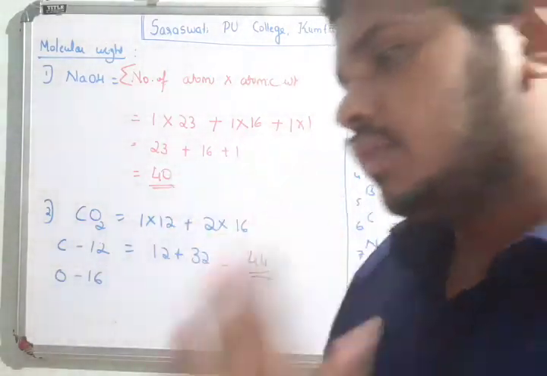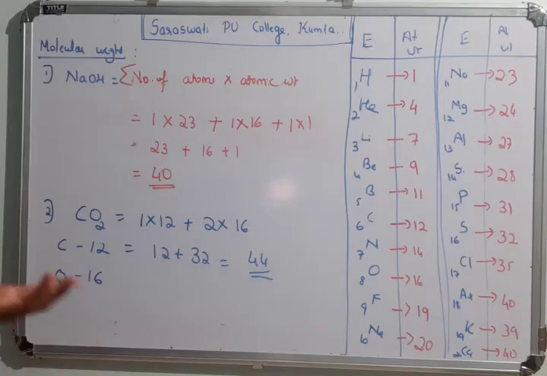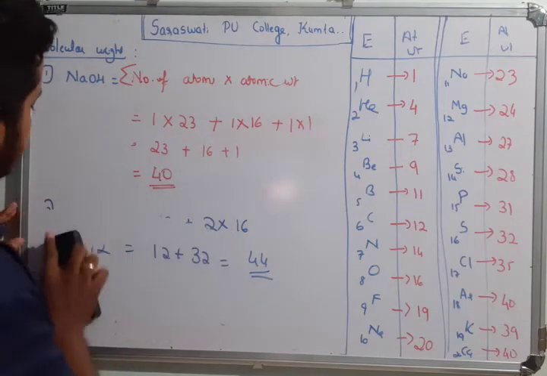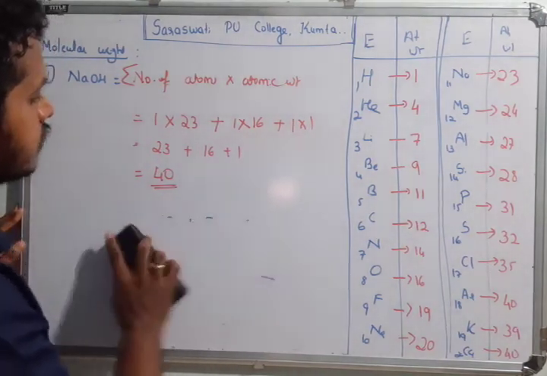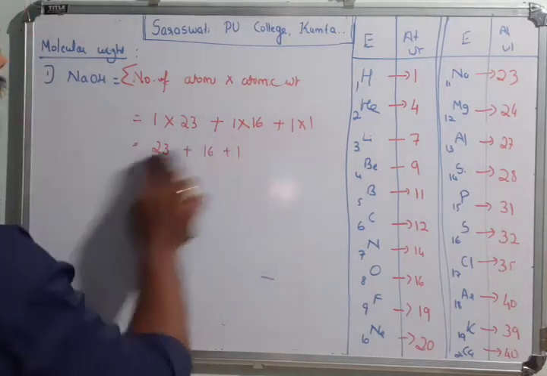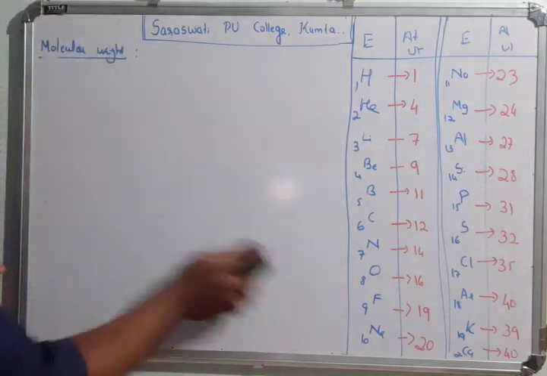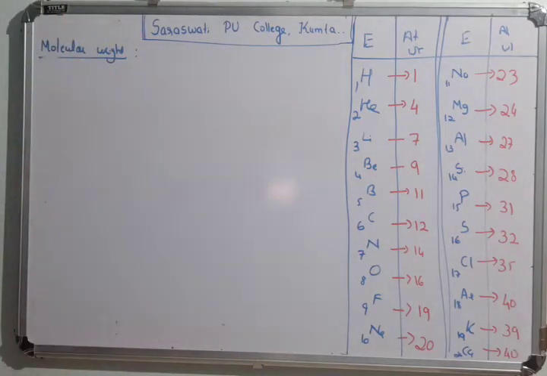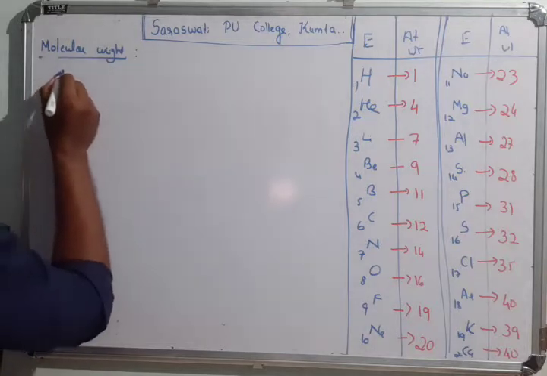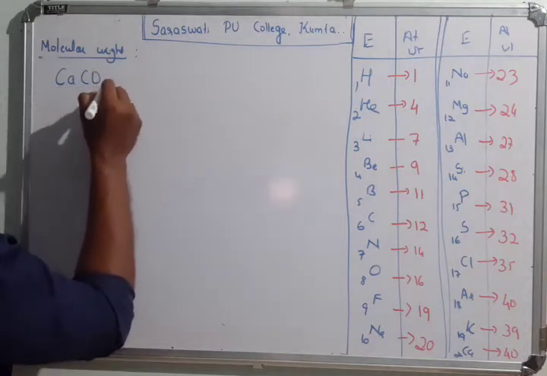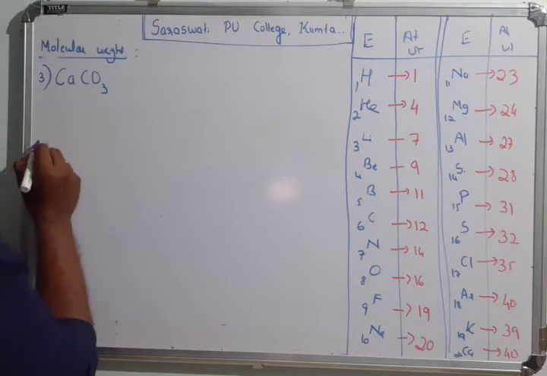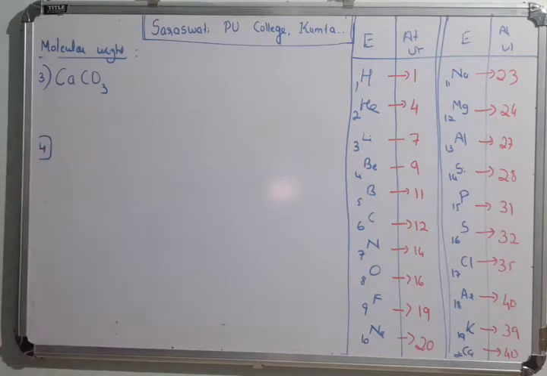Got it? Now let us go for a more difficult one and find the molecular weight of that. We can consider this as the second level of finding. This was very easy, direct. Now let's go for a little more difficult one, like CaCO3. We'll try to find the molecular weight of CaCO3. This is the third one. Similarly, we will go for a compound which contains a bracket.